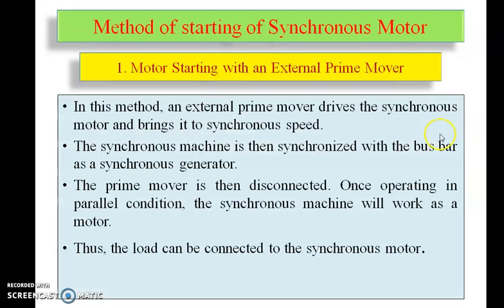So in the first part, we see about starting the motor with an external prime mover. External prime mover means an outer, external device, a prime mover, is there.